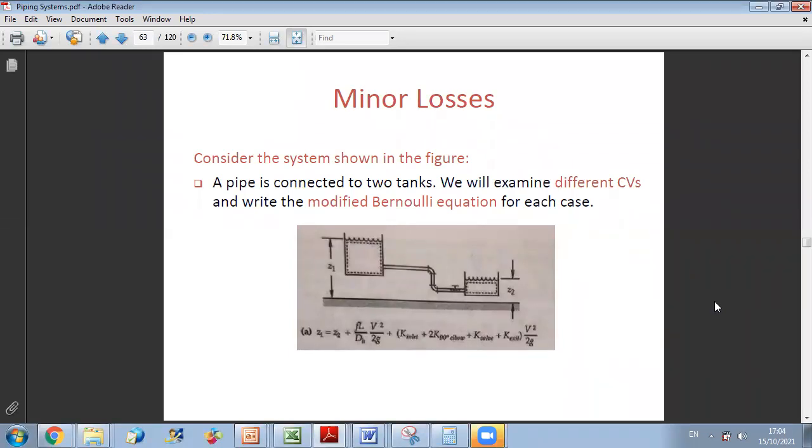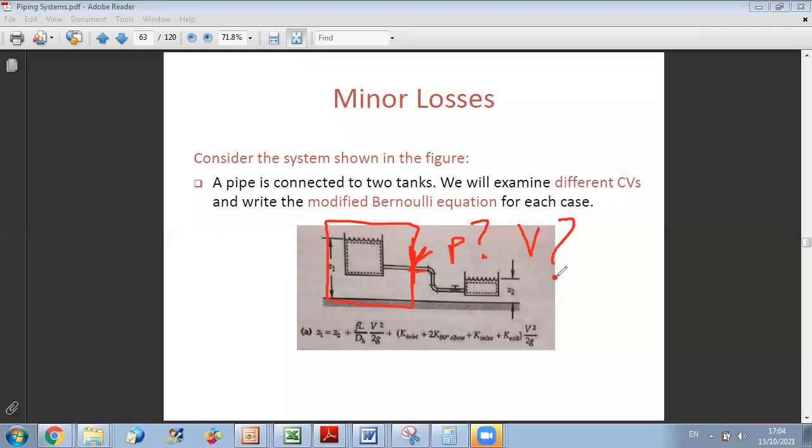Okay. So if I consider the following system, I have two reservoirs, and let's say, for example, I want to determine what is the velocity and the pressure at this level. Okay. So if I directly consider this control volume, I will have two unknowns, because at this level I don't know the pressure and I don't know the velocity.